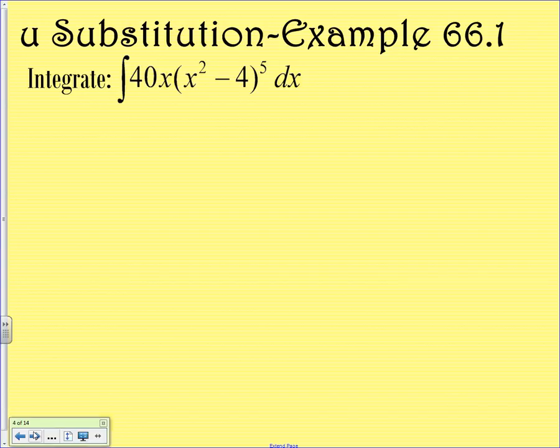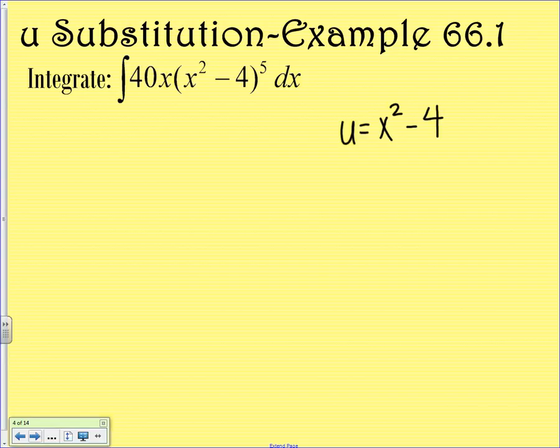Some of you may already have this integrated without using use substitution, and that's completely fine. However, I want you to practice using the use substitution just in case you're having any issues, because sometimes it does help you on problems in the future. The easiest thing that you're going to want to use your u for is the thing that is raised to a power, which is our x squared minus 4.